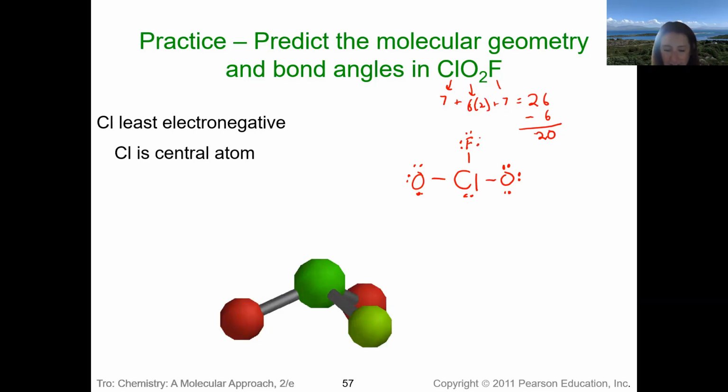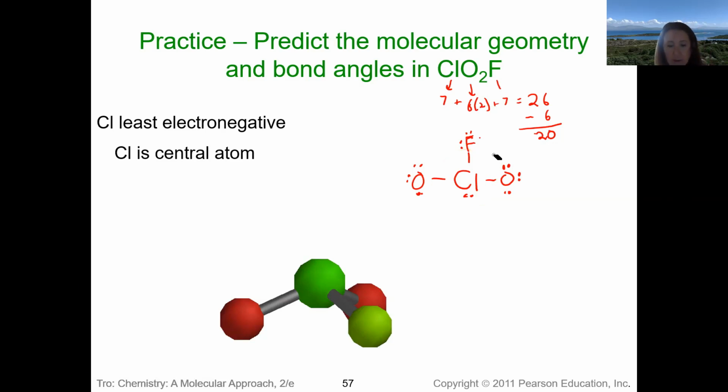And then we have to check. Does everyone have 8? Yes, 8. Yes, 8. Yes, 8. Then we check, does chlorine have 8? Not meant to erase that one. Yes, it has 8.